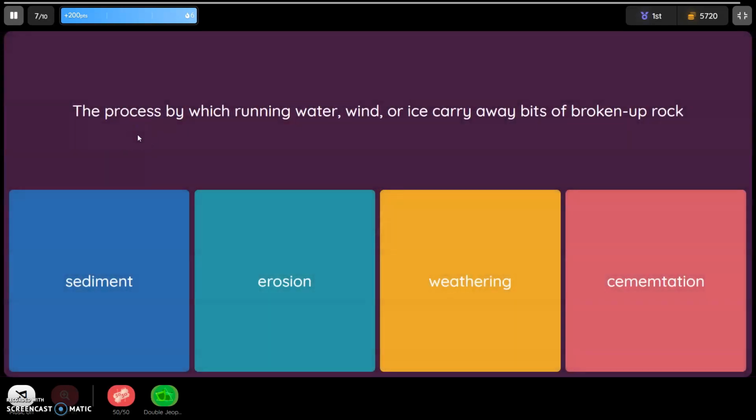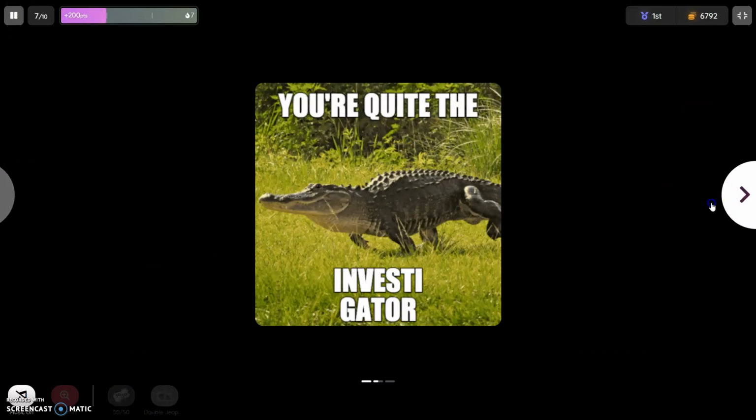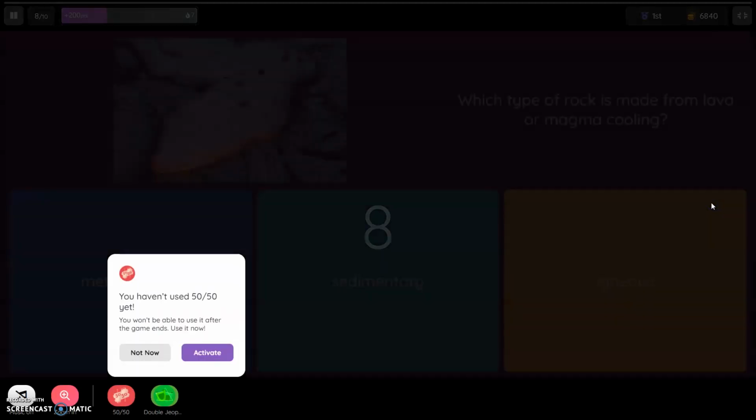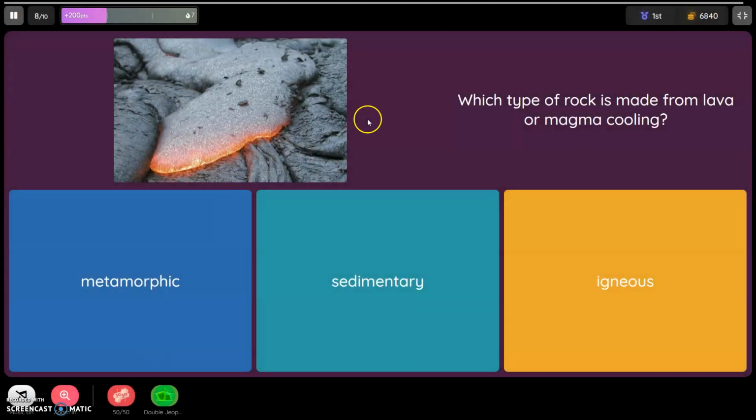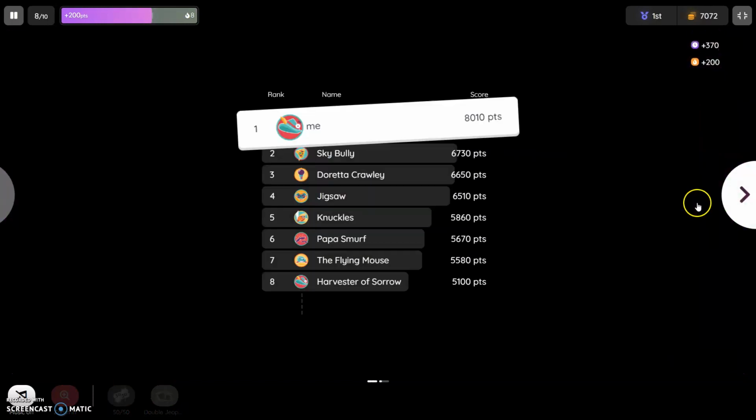Okay, the process by which running water, wind, or ice carries away bits of broken up rocks. So this is the carrying, which we said is erosion. Now, which type of rock is made from lava or magma cooling? Okay, this is igneous. I'll teach you this soon in future videos.